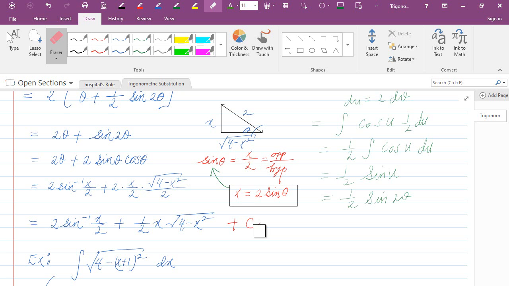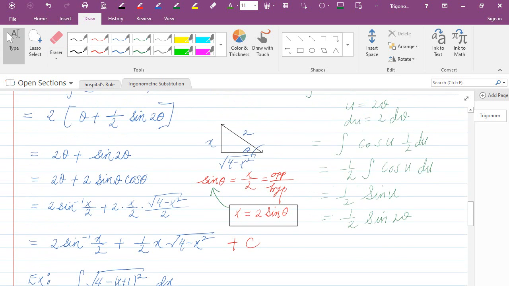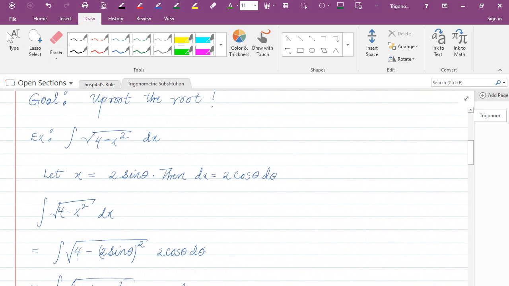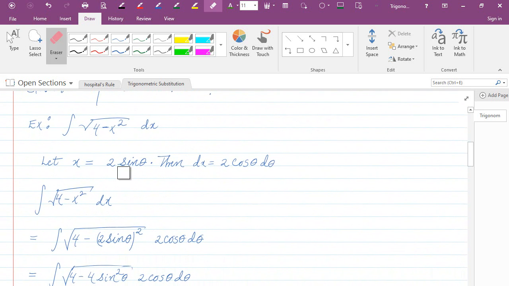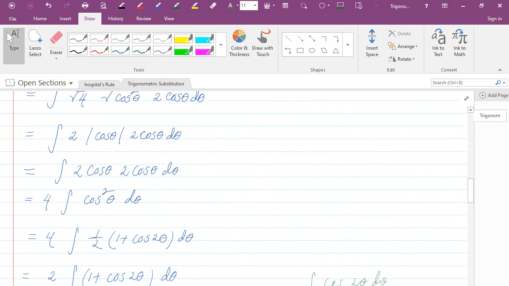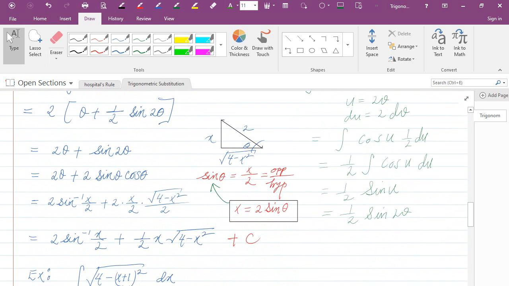So the idea here that we have used to evaluate cosine theta, for example, we have seen when we talked about the inverse trig functions. Okay, so that's the answer for this integral. So notice how we substituted 2 sine theta for x, and then at the end we were able to get rid of the root completely. So when we came to this point here, there were no roots remaining, and that's mainly the idea.